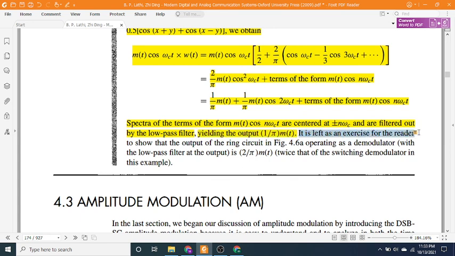It is left as an exercise for the reader to show that the output of the ring circuit in Fig. 4.6 operating as a demodulator, with the low-pass filter at the output, is m(t), twice that of the switching demodulator in this example.